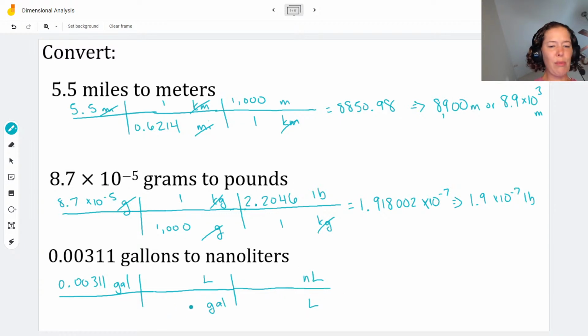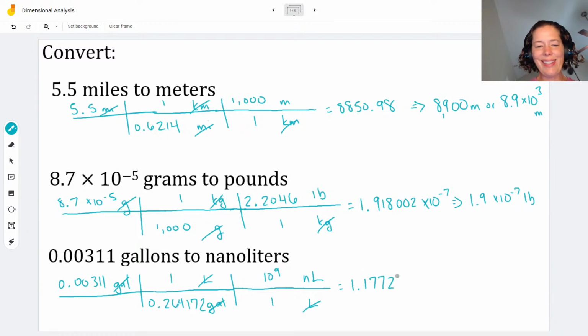All right, so let's get our numbers in. So in 1 liter, there are 0.264172 gallons. And there are 10 to the 9th nanoliters in 1 liter. Okay, so my gallons cancel, my liters cancel, and I'm left with my nanoliters, which is exactly where I want to be. Okay, let's put this in our calculator, and we'll show all of the decimals times 10 to the 7th.